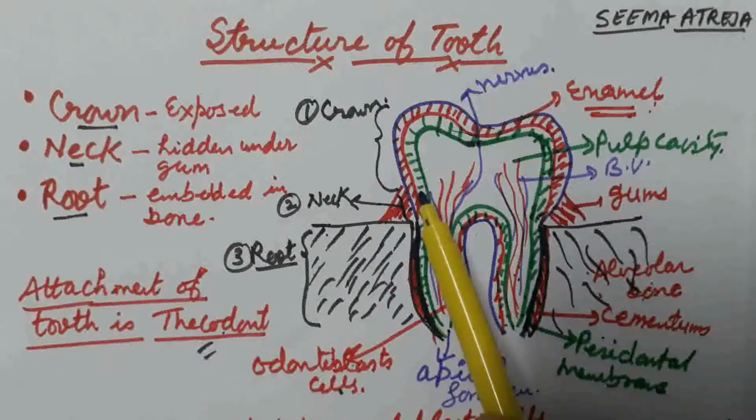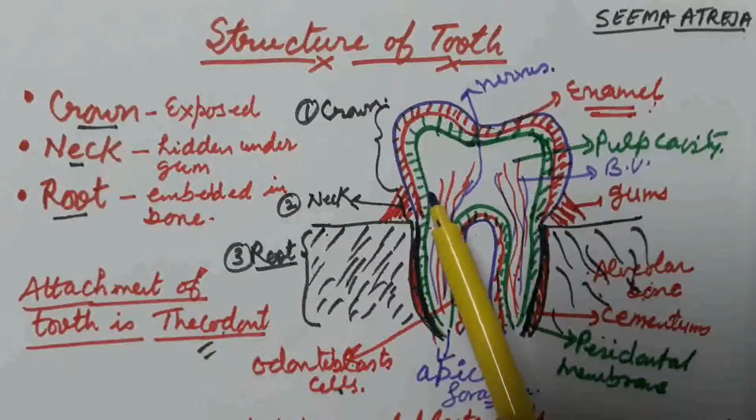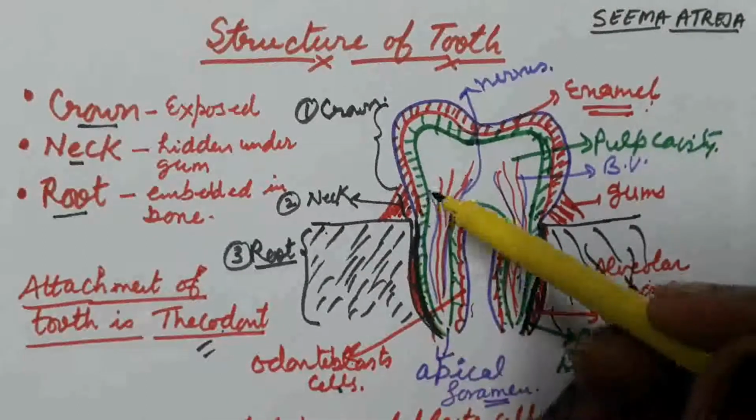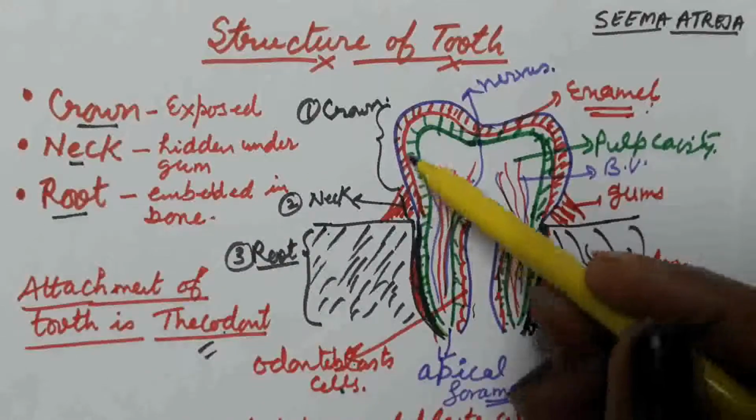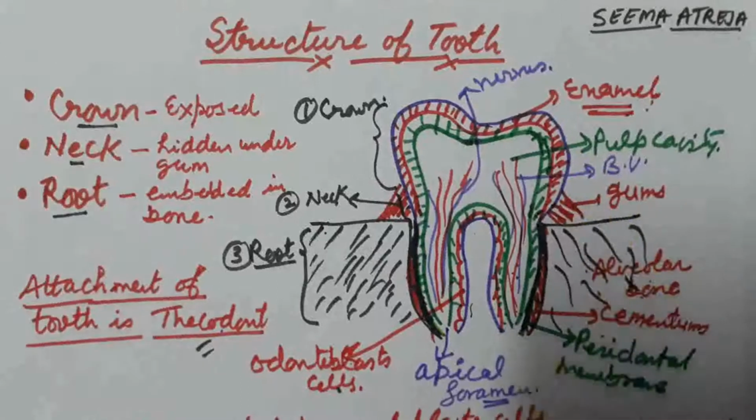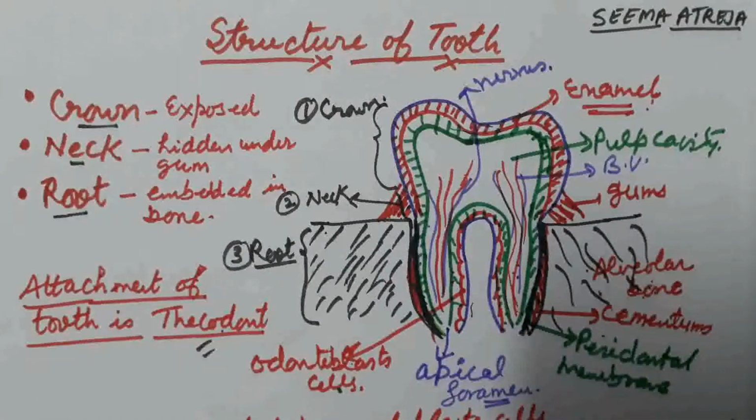The first part is the enamel. We are going to discuss the first layer, enamel, which is only present in the crown region and forms the outer covering of this crown. Enamel is secreted by the ameloblast cells. Enamel is the hardest substance in the body. It is non-living, ectodermal in origin, made up of calcium phosphate and fluorides, which we call hydroxyapatite.